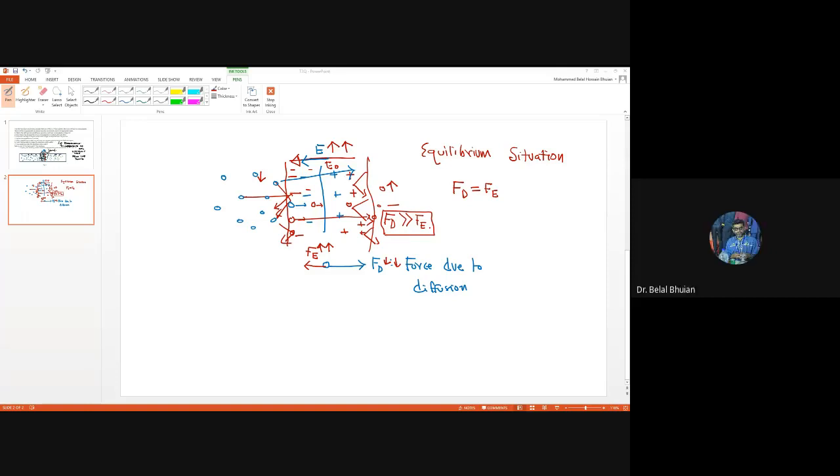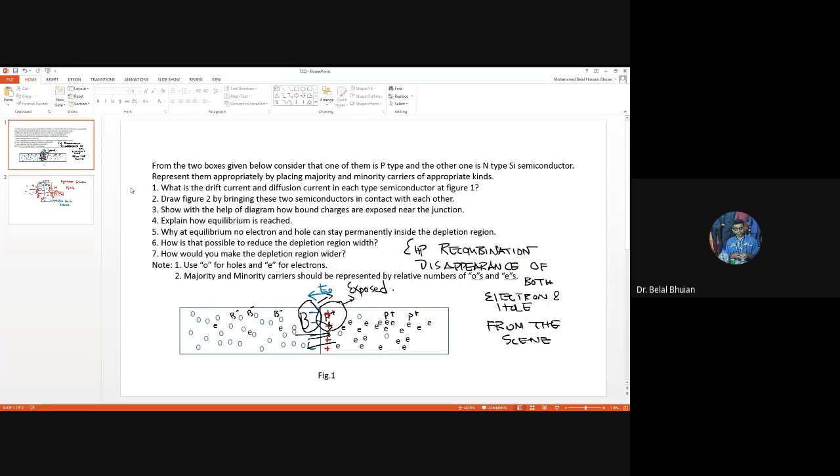Okay, so next, go to the next question. The fourth question was how equilibrium is reached. Why, at equilibrium, can no electron or hole stay permanently inside the depletion region? That's the question from one student as well.